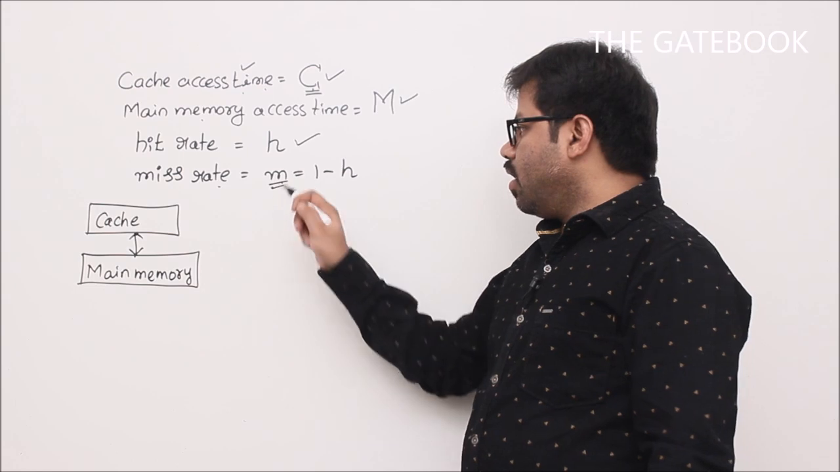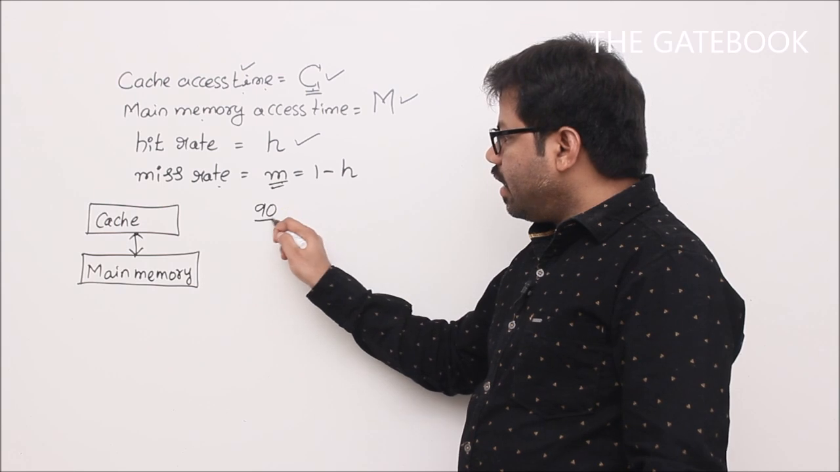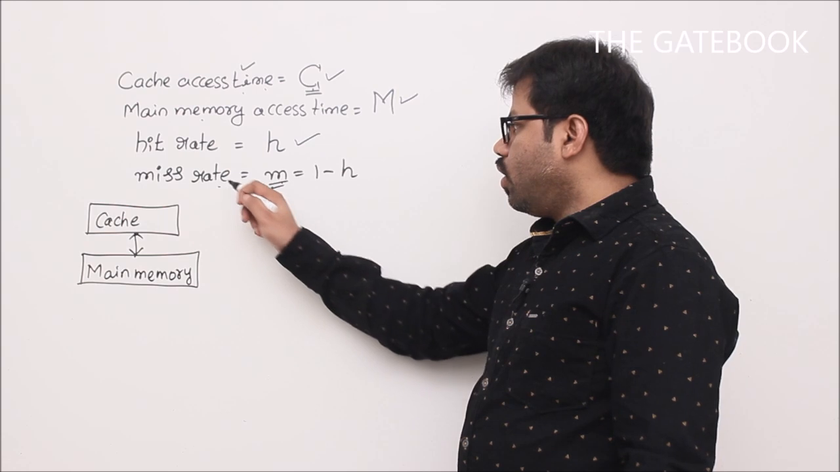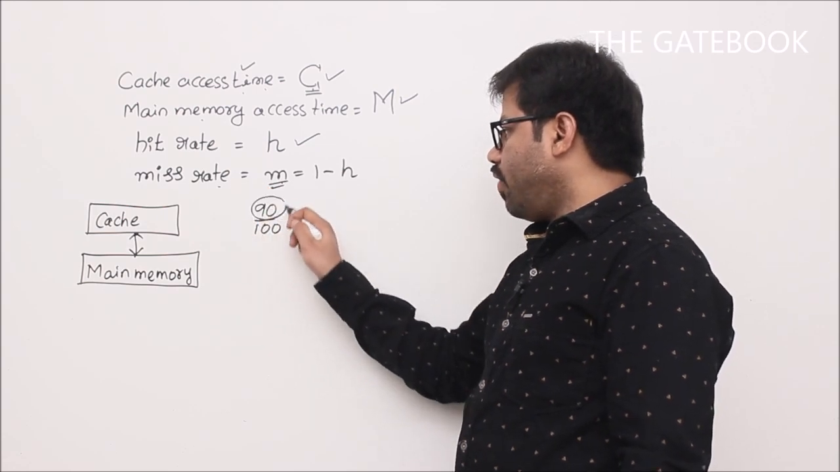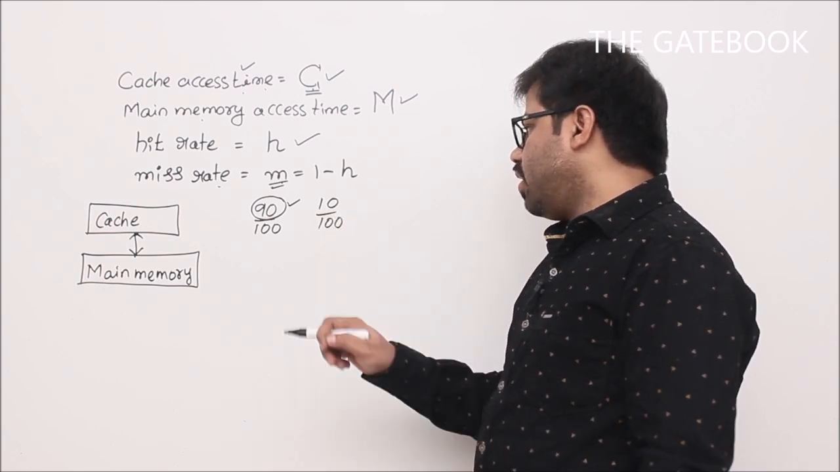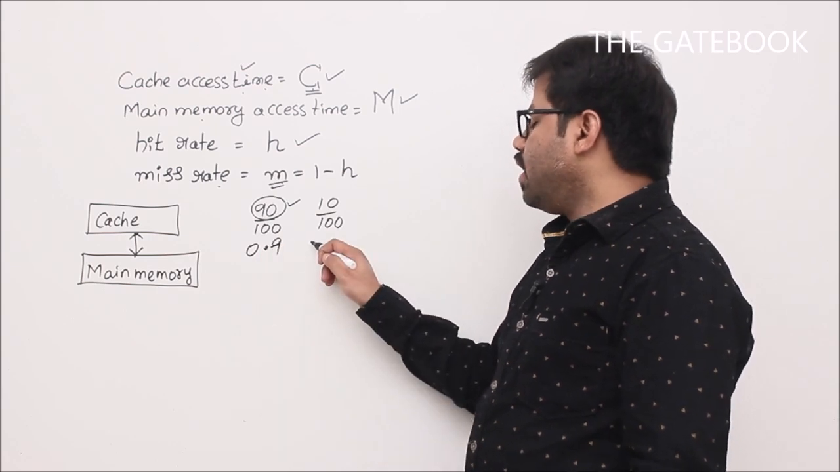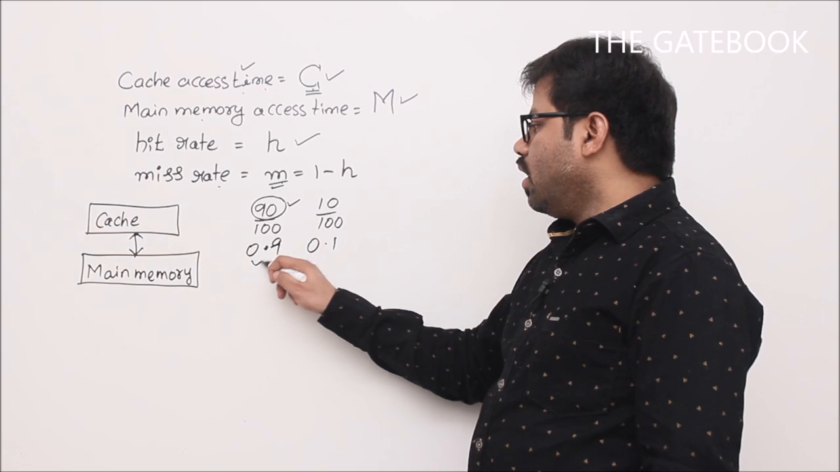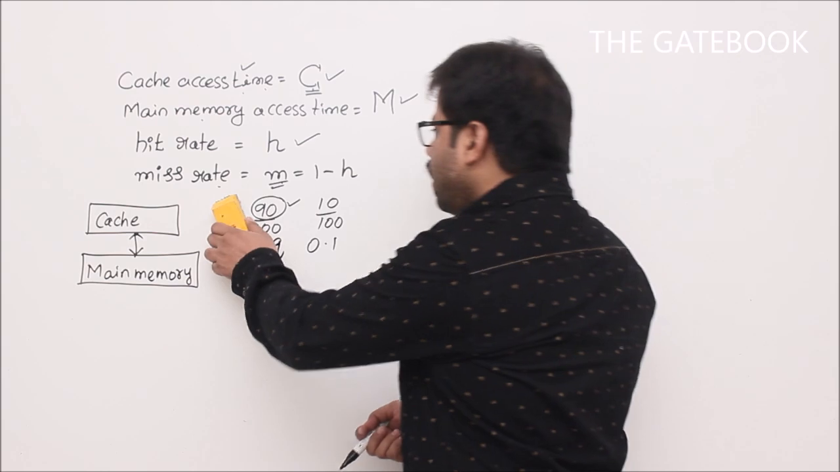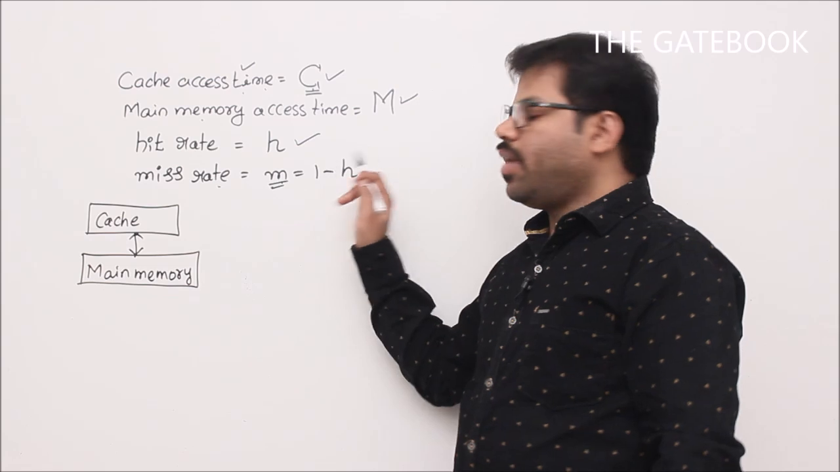But you know one thing, miss rate is nothing but 1 minus H, correct? Example, let's say hit rate is 90%. Then what is the formula for miss rate? If the number of hits is 90, then the total number of misses will be 10, right? So 10 by 100, correct? So if hit ratio is 0.9, then miss ratio should be 0.1, because hit rate plus miss rate should be 1, right? This covers all possibilities. So hit rate is a fraction. So miss rate is always 1 minus H.